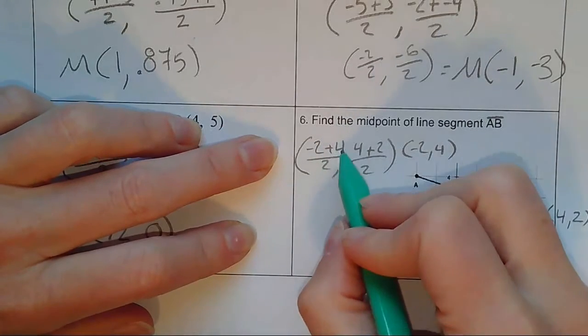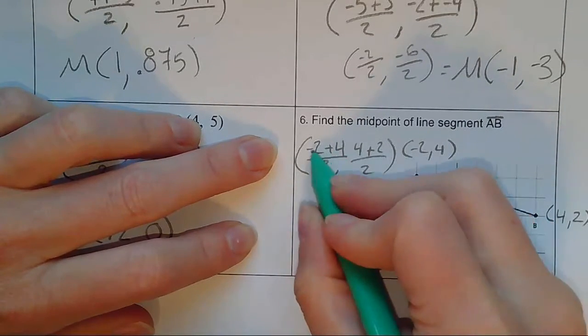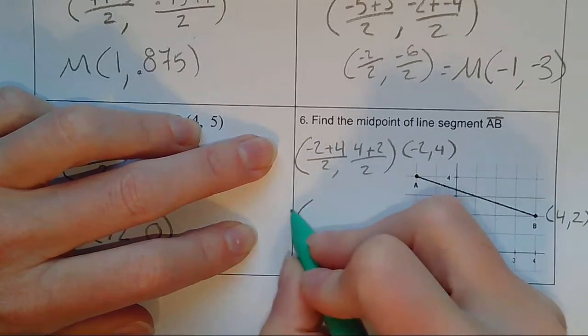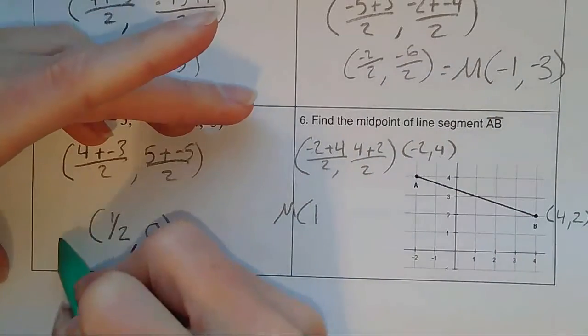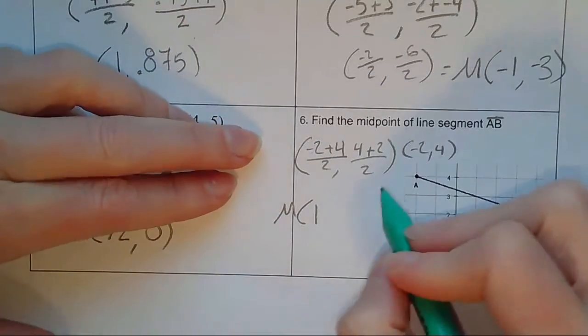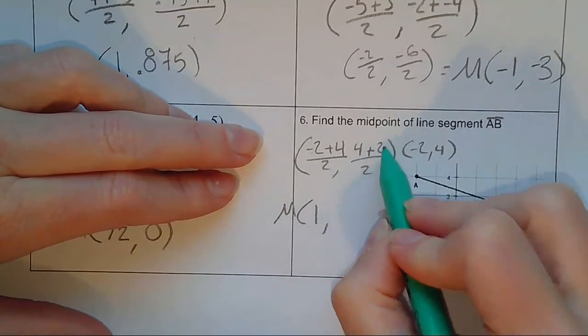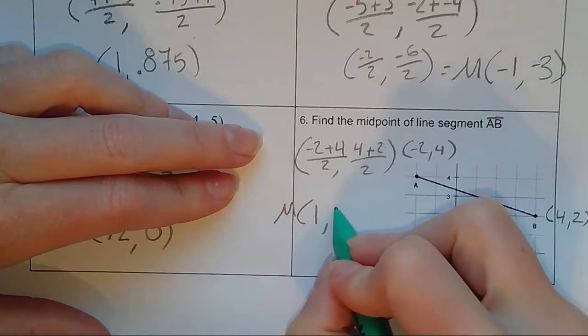All right, 4 minus 2 is 2. So the top is 2. 2 divided by 2 is a 1. Oh, I forgot to write my m over here. We usually write an m for midpoint. Okay, and then 4 plus 2 is 6. 6 divided by 2 is 3.